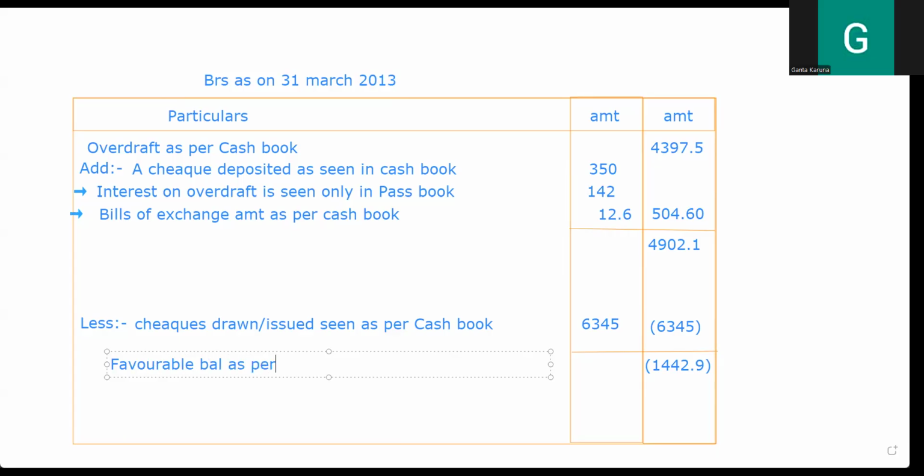Favorable balance as per the passbook, we are going to use it. Everything I'm going to use the same thing. The only thing is instead of overdraft, now I'm going to call it as what? Favorable. So this is only one. So the overdraft is converting into the favorable format. So this is one kind of such a problem. Hope it is clear for you all.